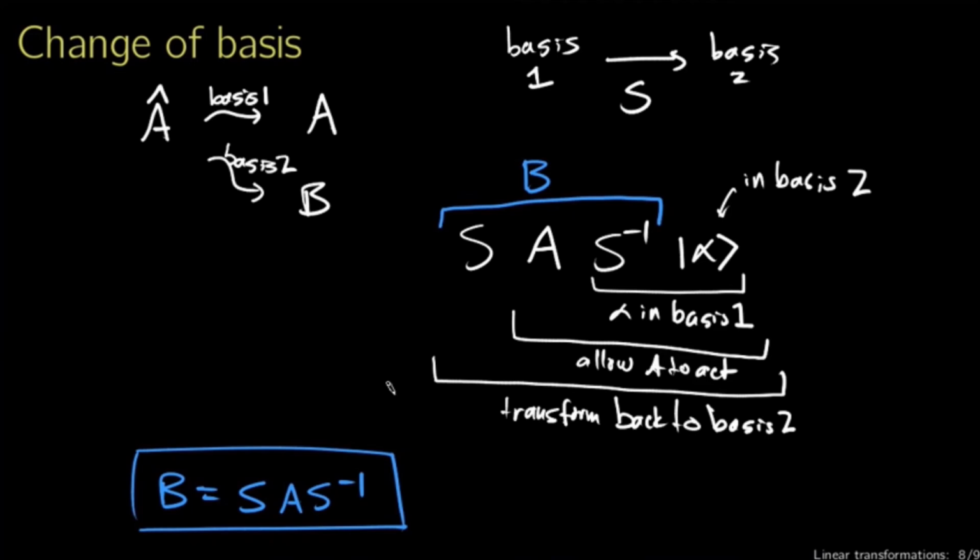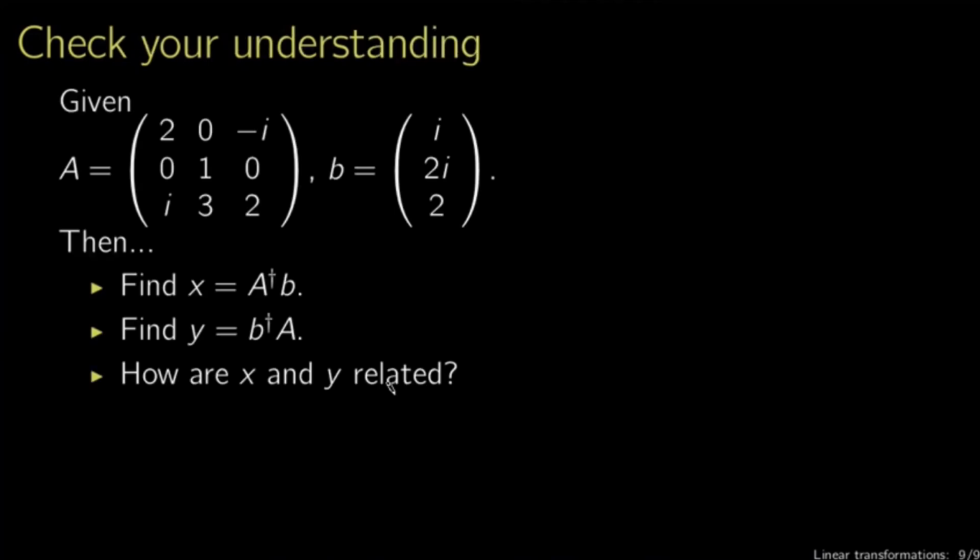So that's about it for matrices. To check your understanding, given this matrix and this vector, calculate these quantities: the Hermitian conjugate of A applied to B, and then the Hermitian conjugate of B left multiplied by the matrix A. And the final question is to figure out how X and Y are related to each other. So just to get you back in the swing of doing matrix operations and figuring out how matrix vector products work.